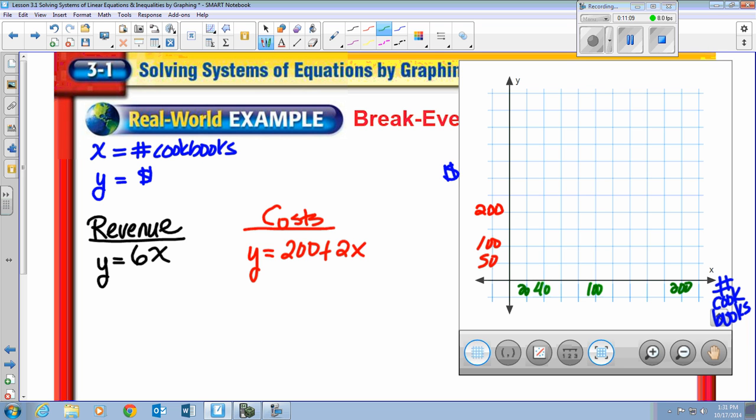So I'm going to graph the black line first. What's the y-intercept? No, the black line. Revenue. What's my y-intercept here? 0. So I start at 0, 0.